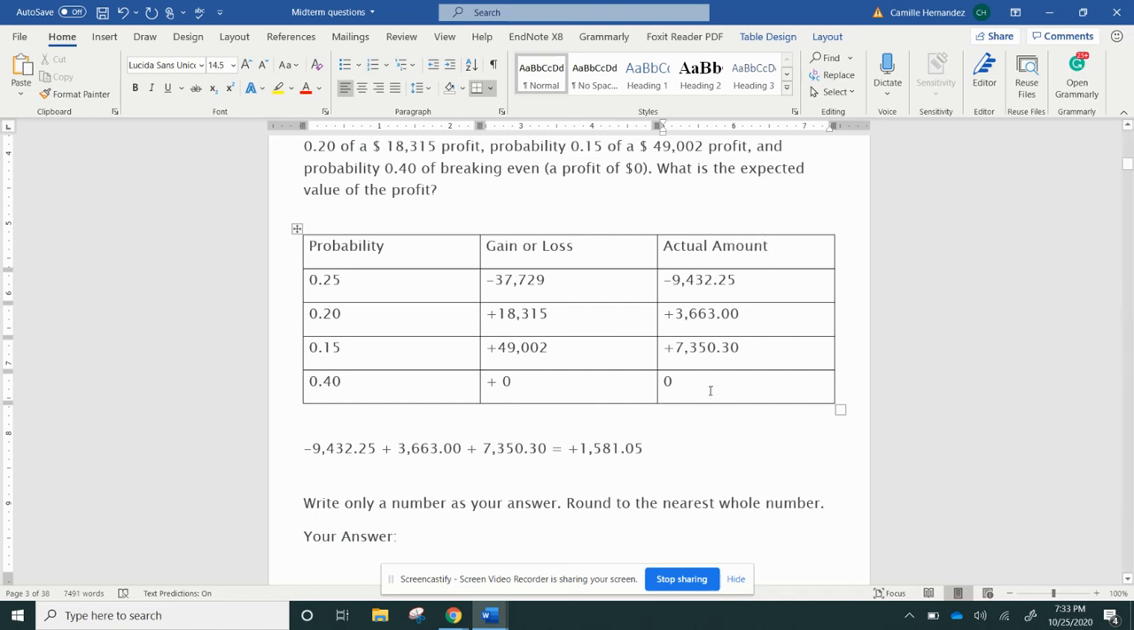Okay. So that's how you do that. Take your probabilities and multiply each by what you have, either a profit or a loss, to get the actual amount, and then you add those together. That's how you do expected value.